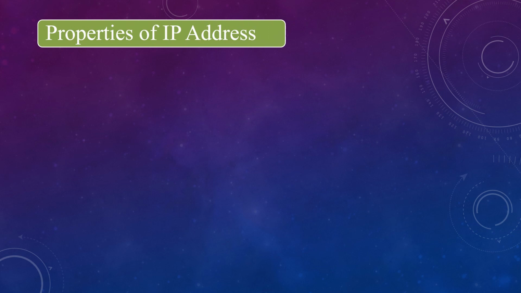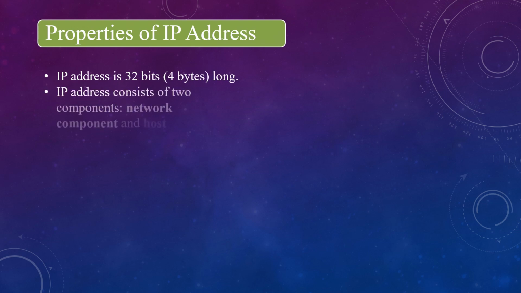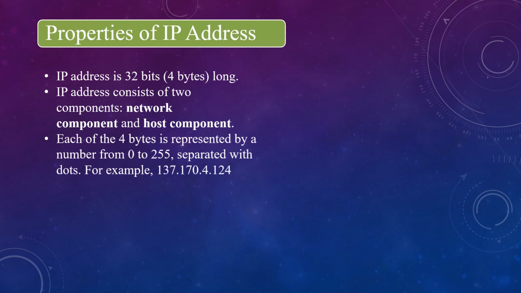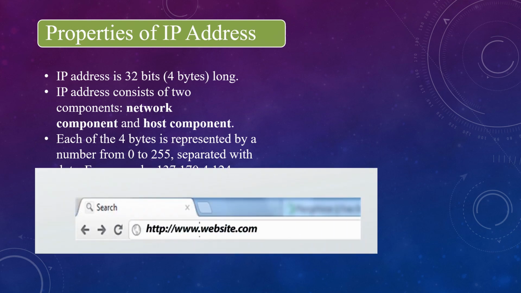Now, let's learn some properties of an IP address. An IP address is 32 bits or 4 bytes long. An IP address consists of two components, network component and host component. Each of the 4 bytes is represented by a number from 0 to 255 separated with dots. For example, 137.170.4.124.